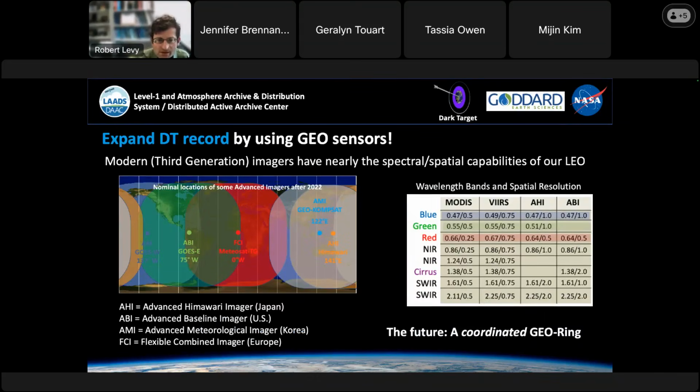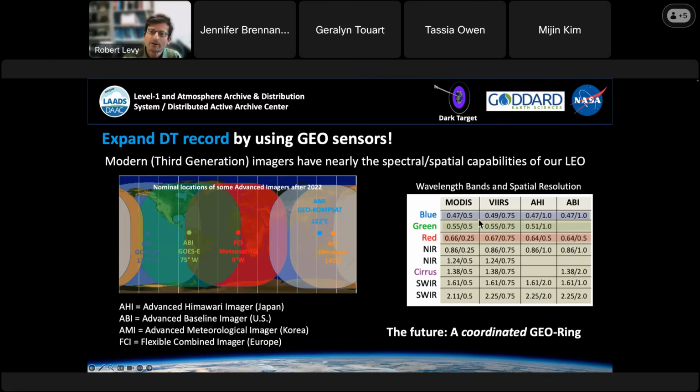And so with these geostationary imagers, we actually have quite a few of them. Basically now we have ABI, the Advanced Baseline Imager, on GOES East and GOES West, the US satellites. There's a European one that was launched last year and will soon give us data that we can use, the Flexible Combined Imager over Europe. And then there's AMI and AHI, Korean and Japanese instruments. So you get kind of a sense of a geo ring.